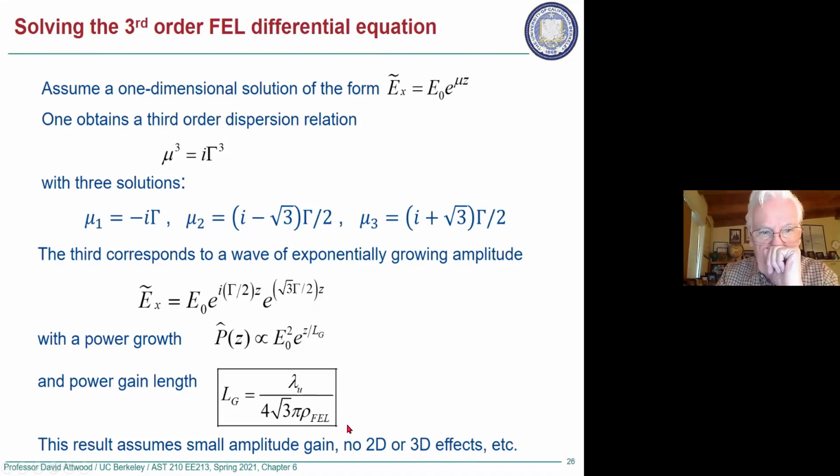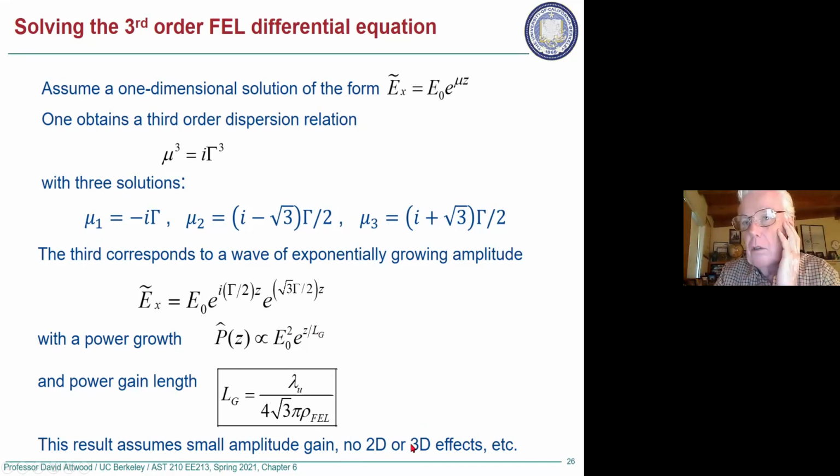Okay, and so this is the gain length. It assumes it's a small amplitude analysis because we linearized our equation. So it's just giving us the gain length to get started. If you go too far, you have to switch to numerics. It has no 2D effects or 3D effects.